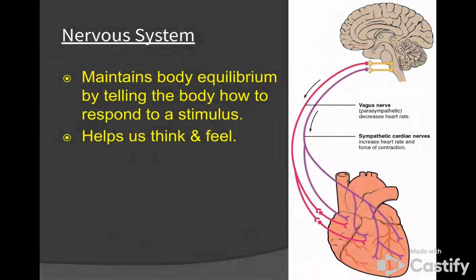Your nervous system's main job is to maintain your body equilibrium by telling the body how to respond to a stimulus, or a thing in your environment that causes you to have a reaction. So it basically regulates your body. It helps us think and feel as well.